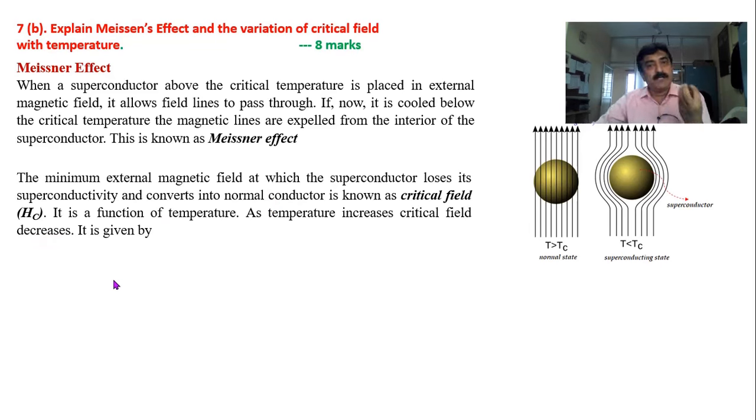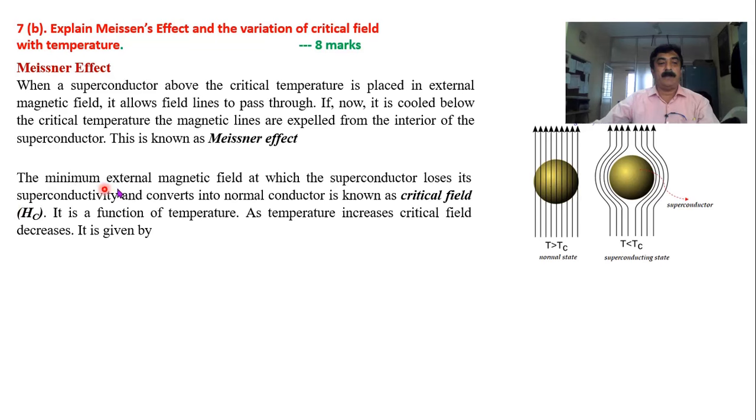Look, if we want to spoil a superconductor, either you can increase the temperature or you apply the magnetic field. Now don't increase the temperature, retain the temperature below critical value. Now keep on applying the magnetic field. At one stage, magnetic lines will pass through the specimen and the specimen is no more a superconductor. So that minimum external magnetic field required to destroy the superconducting property is known as critical field. I repeat, critical field is the minimum external magnetic field required to spoil the superconducting property.